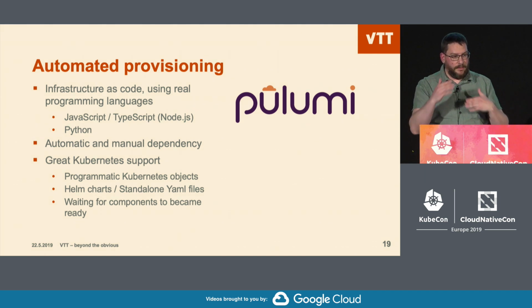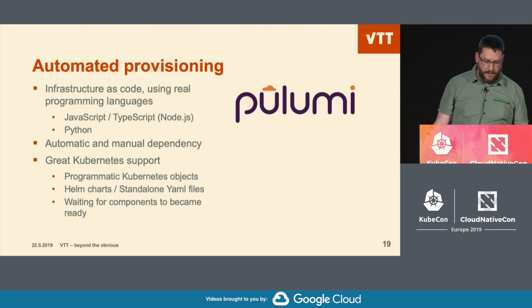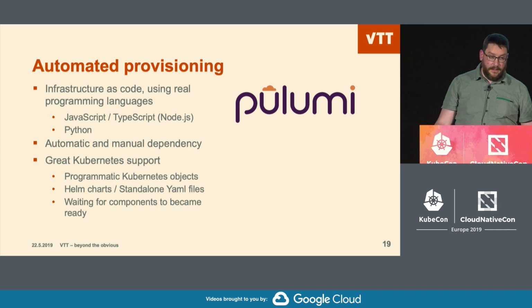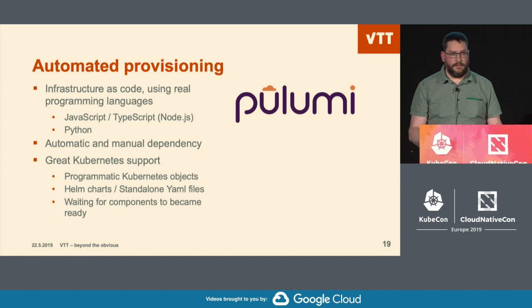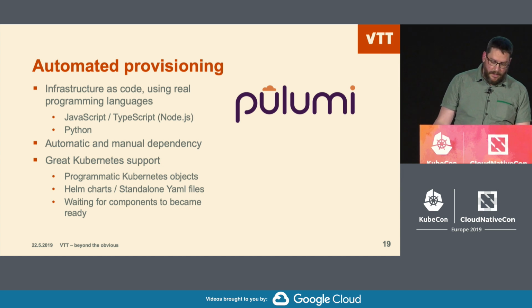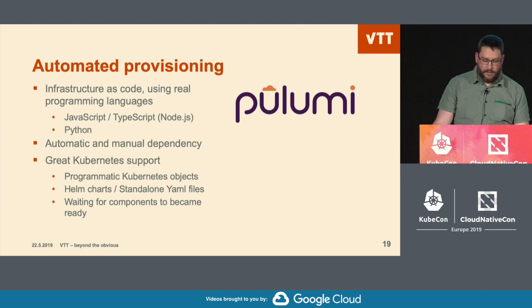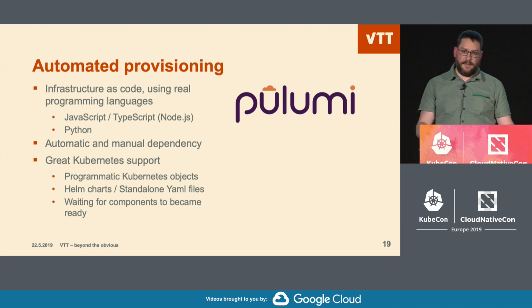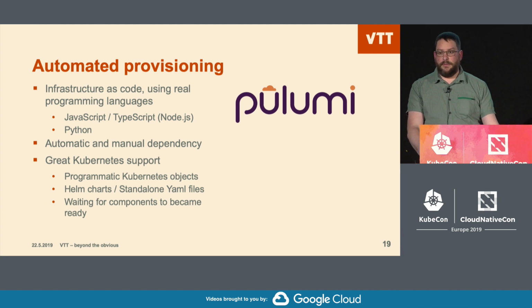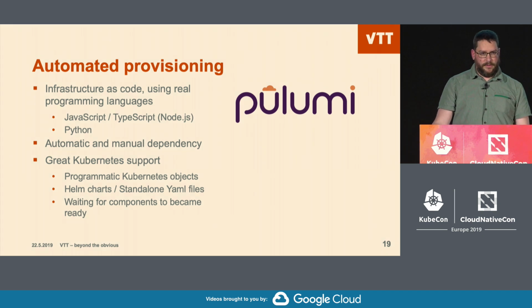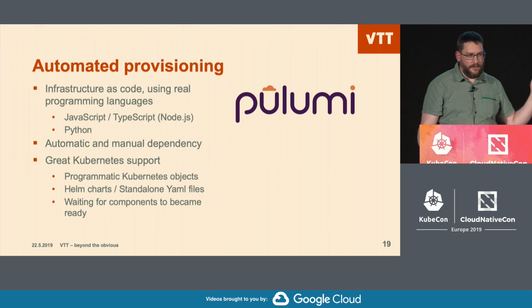It finds the dependencies between the different objects that you are deploying automatically most of the time, but you can also define manual dependencies if you want. And then they wrote a really great Kubernetes provider that supports 3 ways to define Kubernetes objects. One is programmatic, so they have an API that you can use. You can use your Helm charts. It uses a locally installed Helm in templating mode, so it generates the output from the template. It doesn't use the server-side component of Helm.